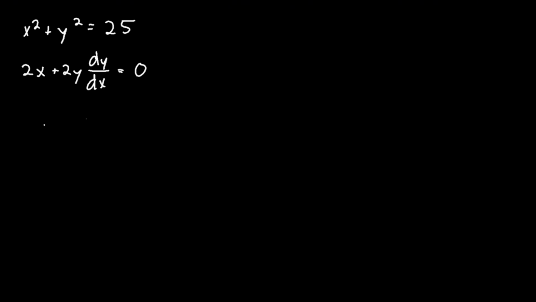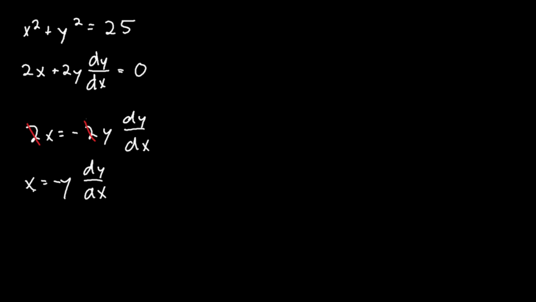So, how do we do that? Well, let's move all the dy over dx terms onto one side. So dy over dx here, right? And then we can cancel out the 2's. And then we can divide. Let's see. Let's not divide yet. And we get a function that looks like this. Well, we can divide by negative y on both sides.